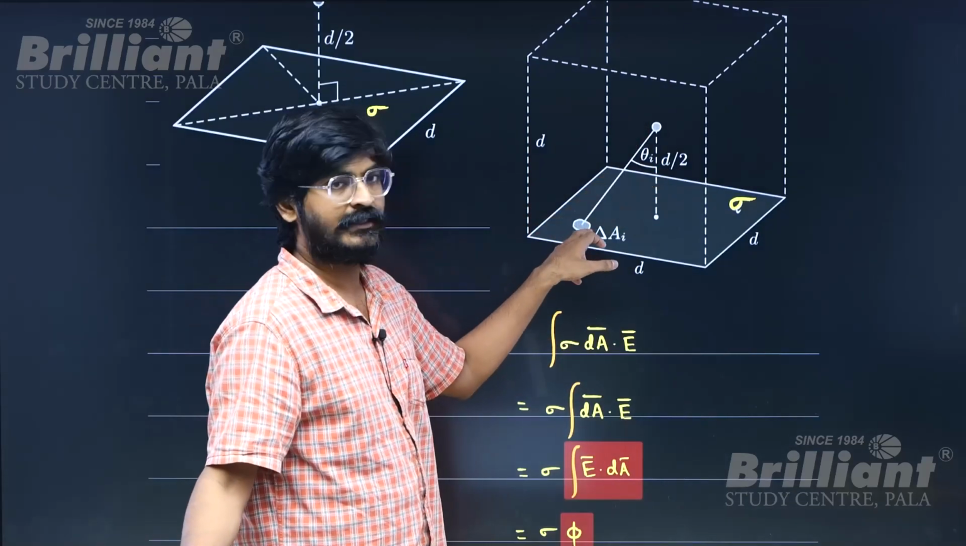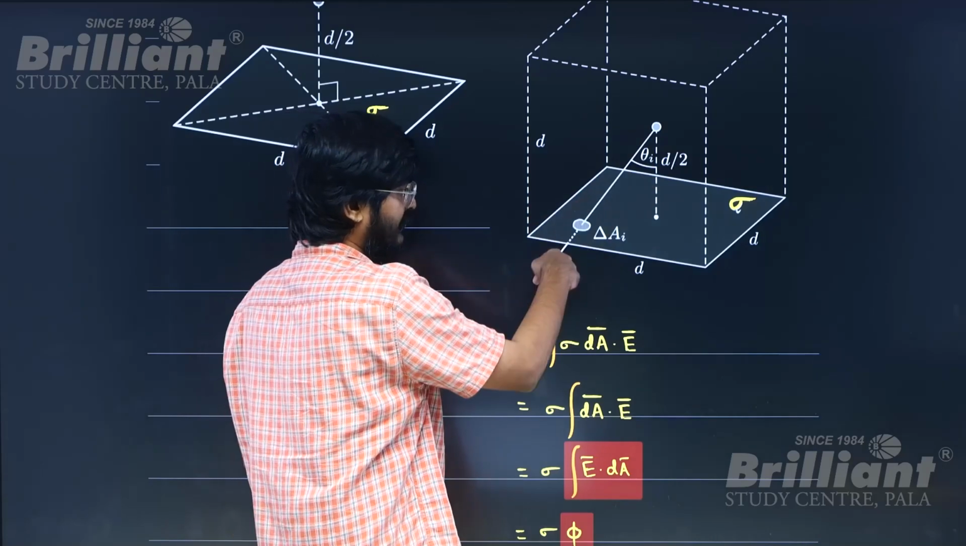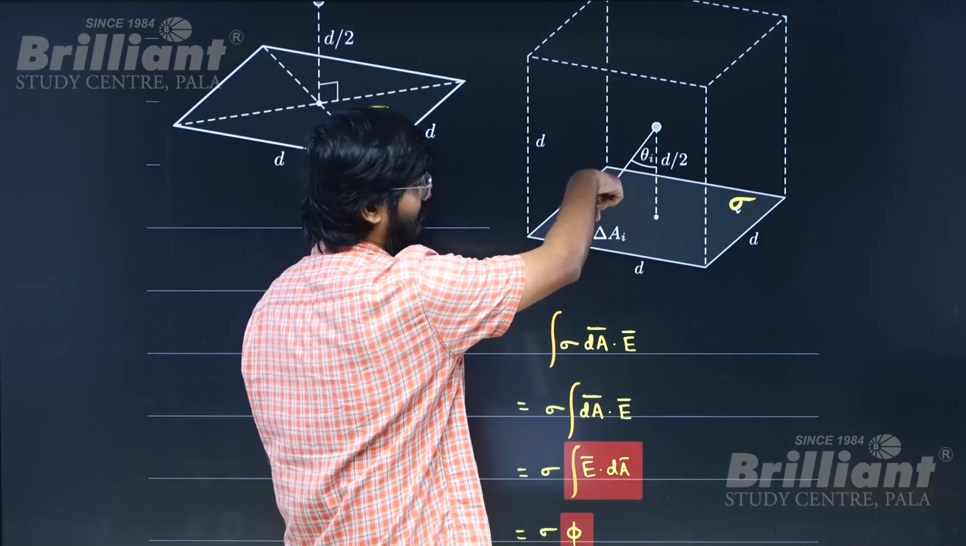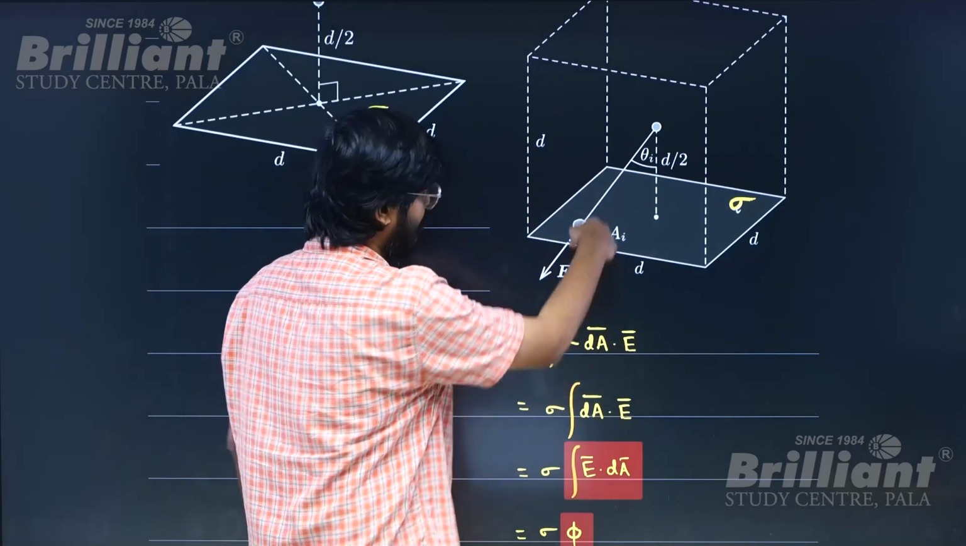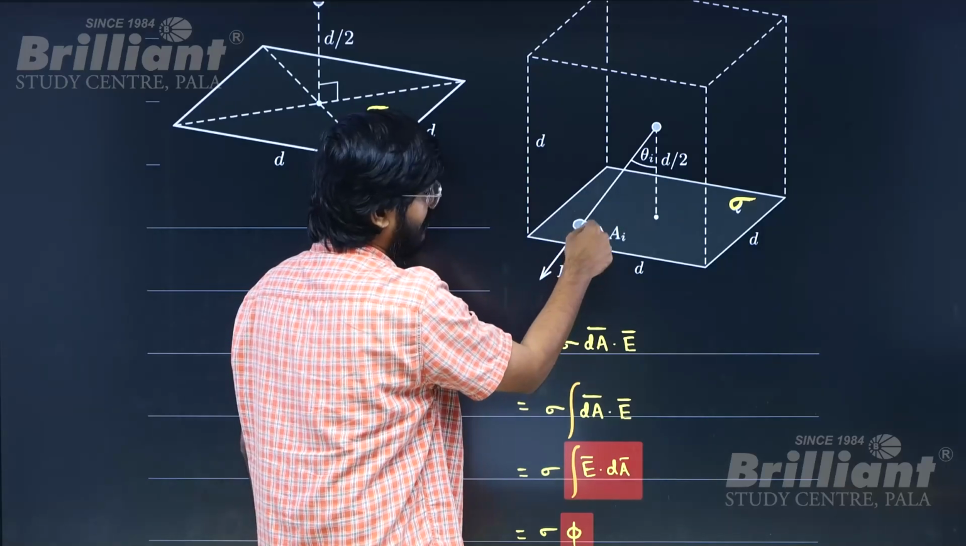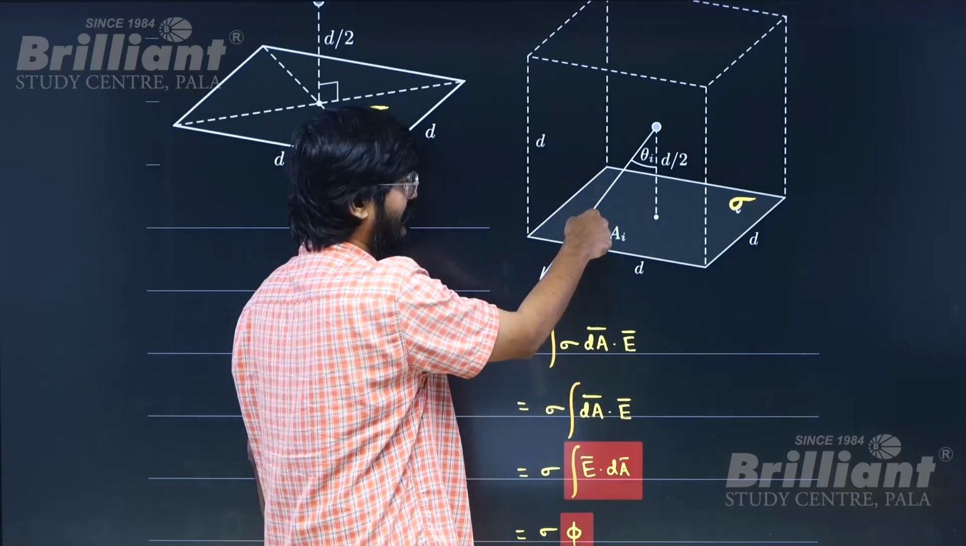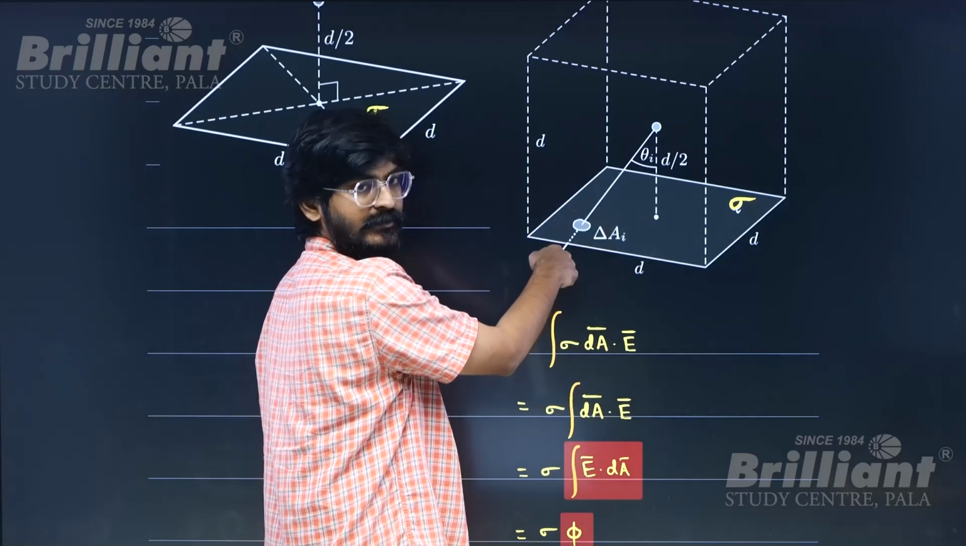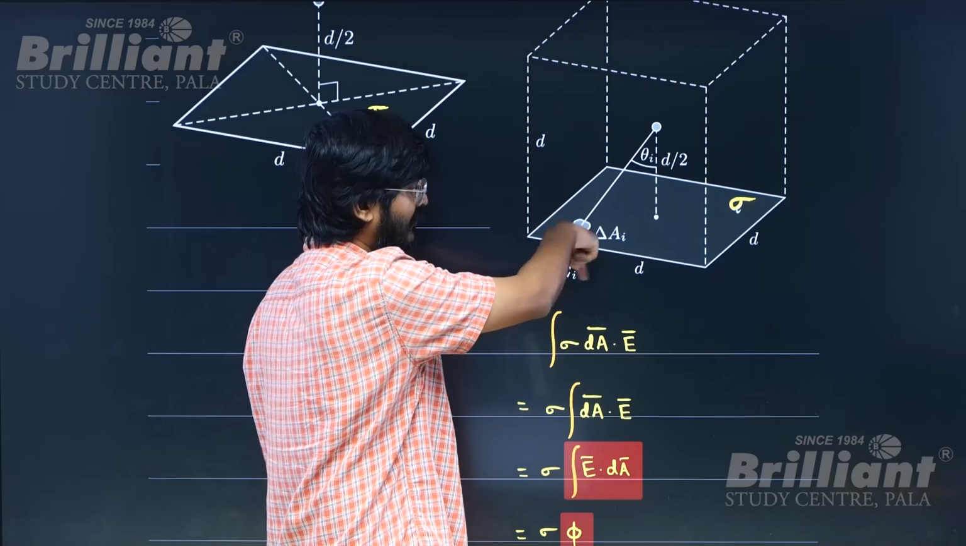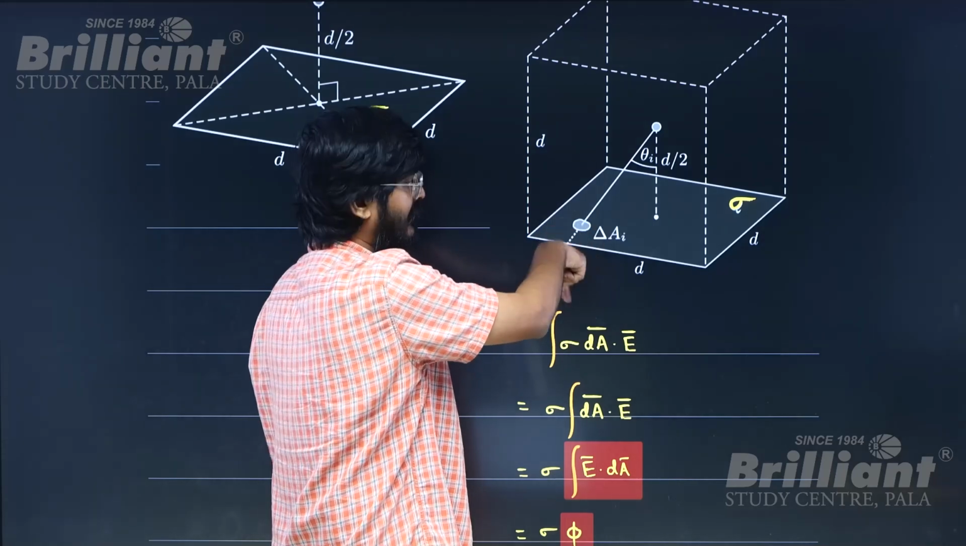I will take small area. I will find the force. That force will be in this direction. But by symmetry, the net force should be only in this direction. So in this direction, the force will be charge there into electric field. Charge there is sigma into dA. So sigma dA into E will be the force, but I need only this component, that is along area vector.